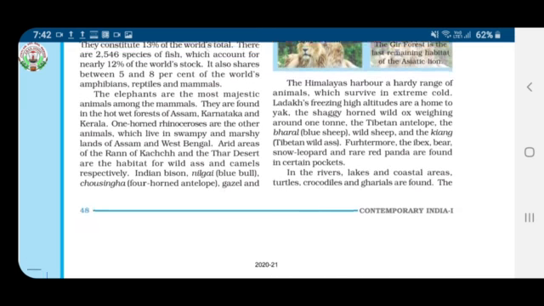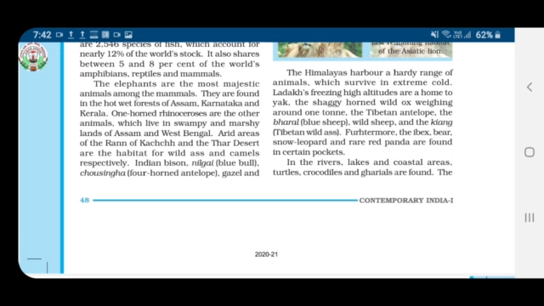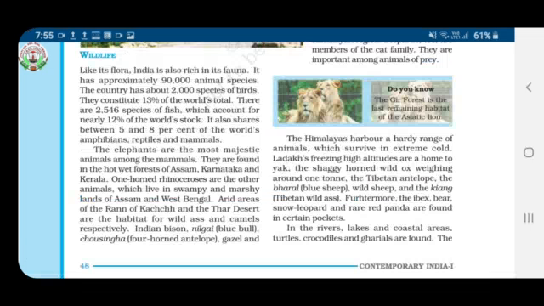The Himalayas harbor a hardy range of animals which survive in extreme cold. Ladakh's freezing high altitudes are home to the yak, the shaggy horned wild ox weighing around 1 ton, the Tibetan antelope, the baral, blue sheep, wild sheep, and the kyang, the Tibetan wild ass. Furthermore, the ibex, bear, snow leopard, and rare red panda are found in certain pockets.